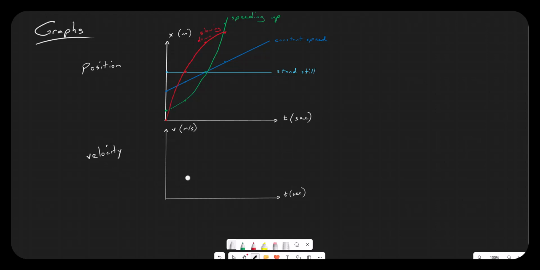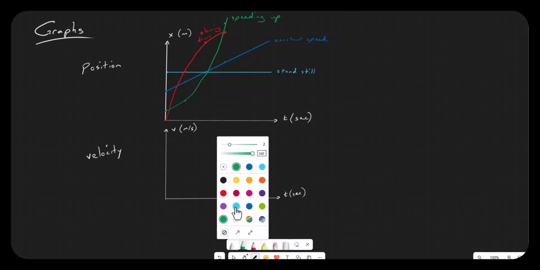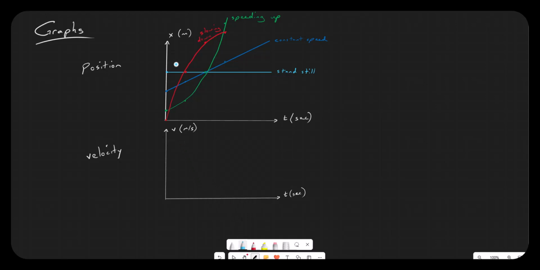I'm going to draw the velocity curves for each of these position curves and make sure to match the colors. So the standing still curve, that's easy. In the first 2 seconds of motion, I have moved nowhere. In the next 2 seconds, I have still moved nowhere. I'm going to get a flat line. And it is a flat line on 0.